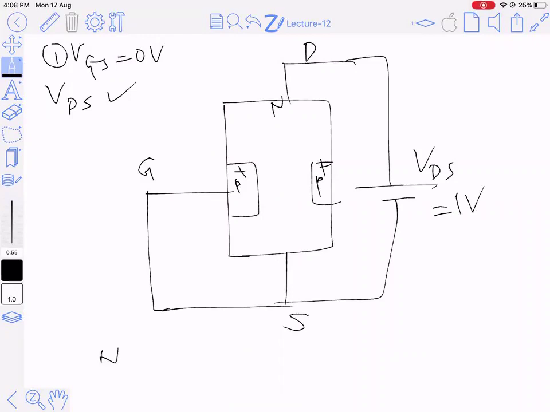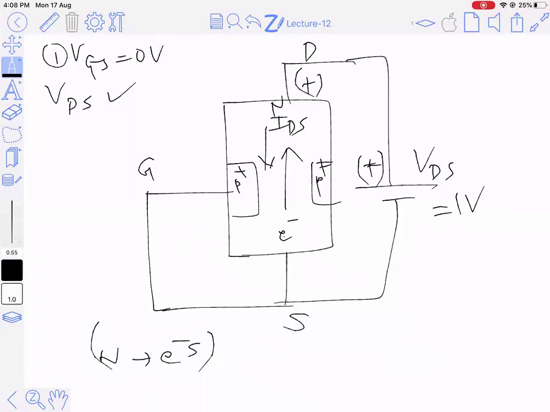So we know that for N type, the majority charge carriers are electrons. So positive is applied over here. So what will happen? The electrons which are present in the N will get attracted towards the positive. So current will flow in the opposite direction, that is from drain to source. Right? The more the potential, the more electrons will get pulled up and you'll have more current. So if I take 2 volts, 3 volts, the current will increase.